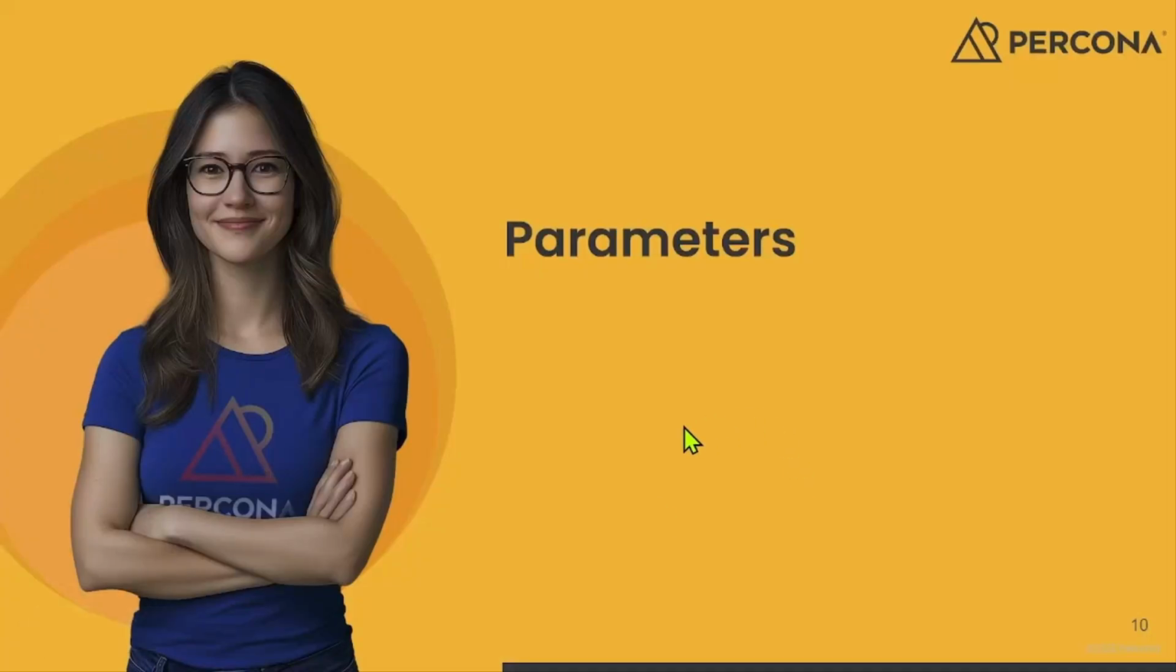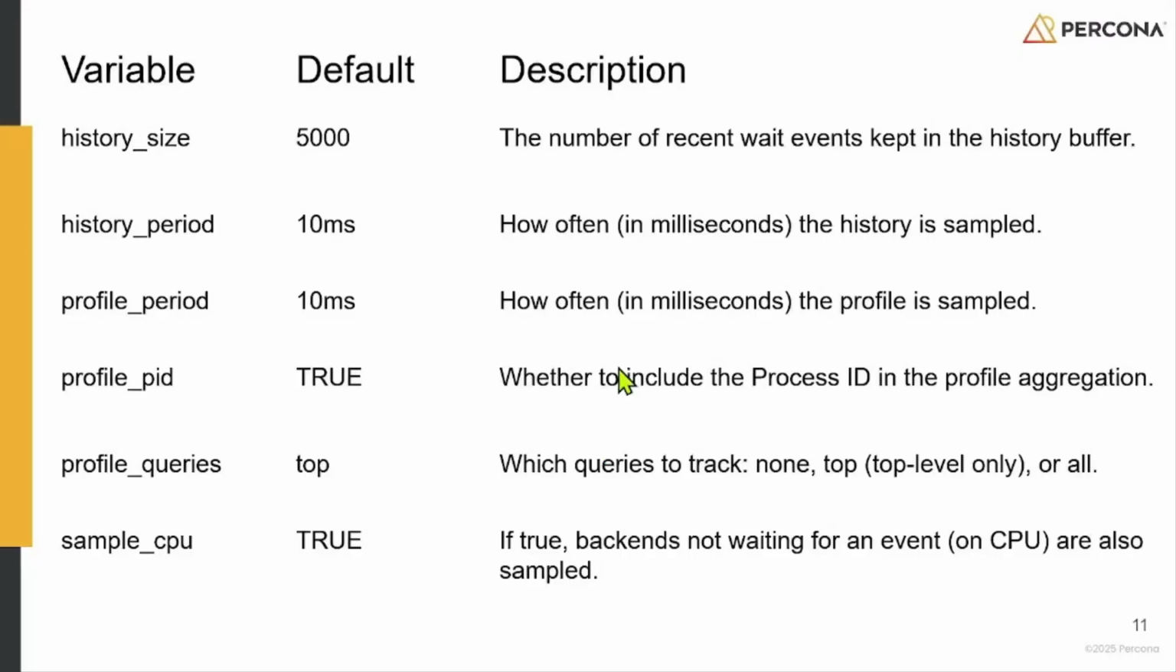There are a few parameters which control the behavior of this extension. The first is history size. It decides the number of recent wait events kept in the history buffer. The history buffer is a ring buffer and the default value is 5000. So 5000 wait event samples will be kept in the ring buffer. And the history period decides how often the history is sampled. History from each of the backend processes is sampled. So every 10 milliseconds by default, the collector will wake up, collect the information from the backends and fill the history buffer.